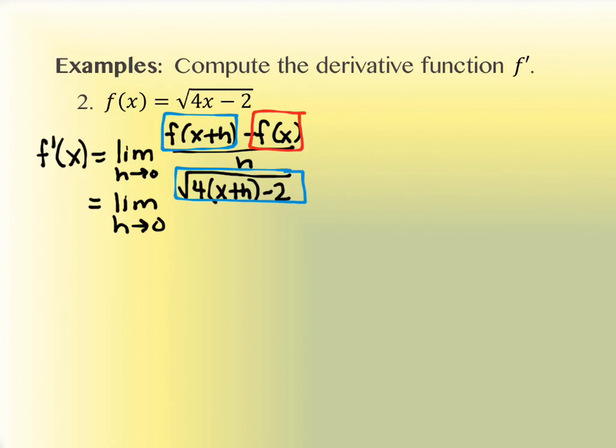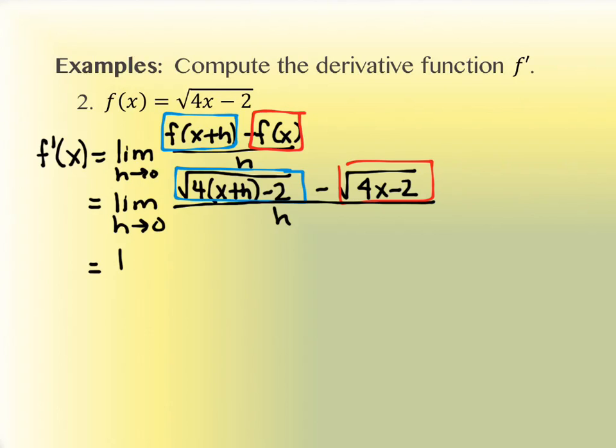Now the second piece, minus f of x, is the piece that you don't really have to work to find. It's the exact equation you were originally given, f of x. So we can replace that with the function we were given, the square root of 4x minus 2. So this piece is the red piece. And all of this needs to be over h. Don't lose that along the way. It's important.